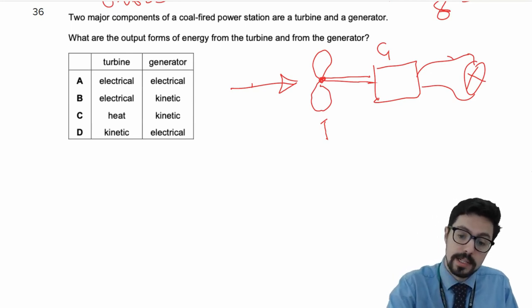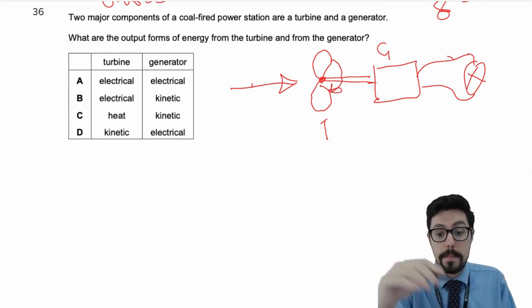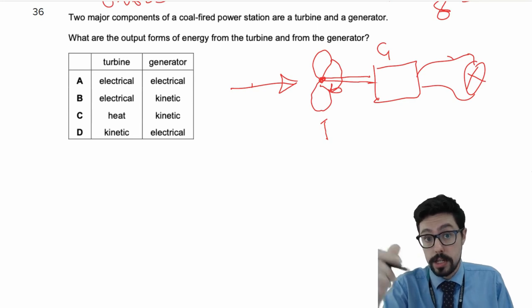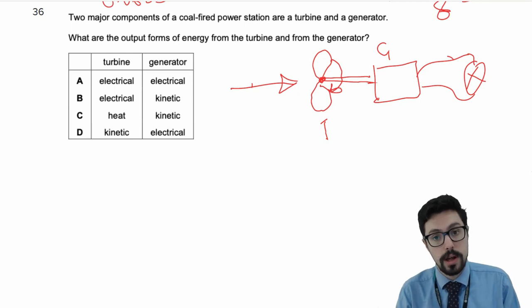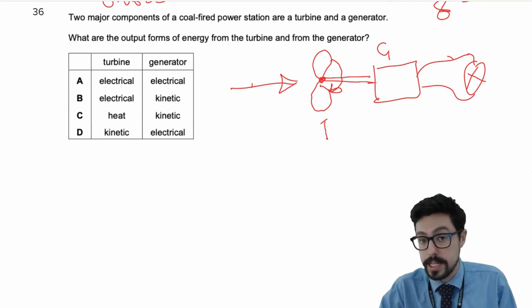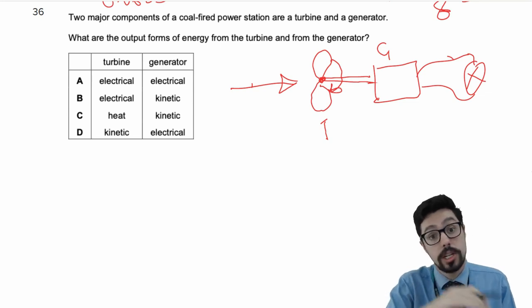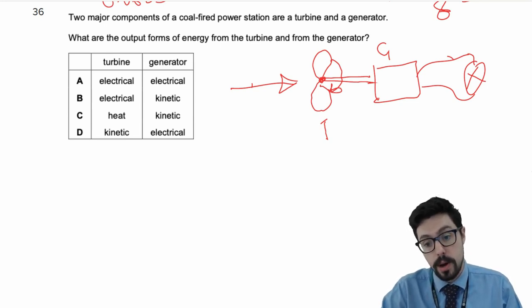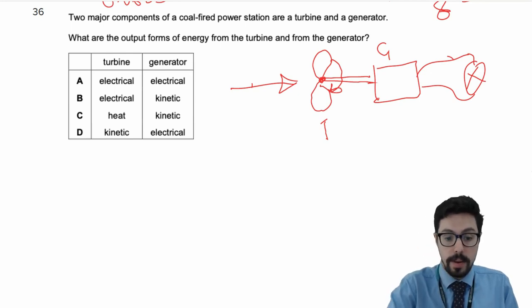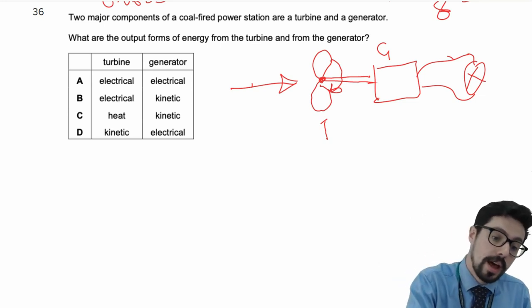So as this steam comes in, it's going to turn this turbine and make the turbine move. The turbine then makes this shaft move to power my generator. So if it's a moving motion, that means my turbine still has kinetic energy. It's going from kinetic energy in the steam to kinetic energy in the turbine. It's not actually changing the form of energy there. The turbine powers the generator, but we know a generator turns kinetic into electrical. So my turbine is kinetic output, my generator sends out electrical, so the only option there is D.